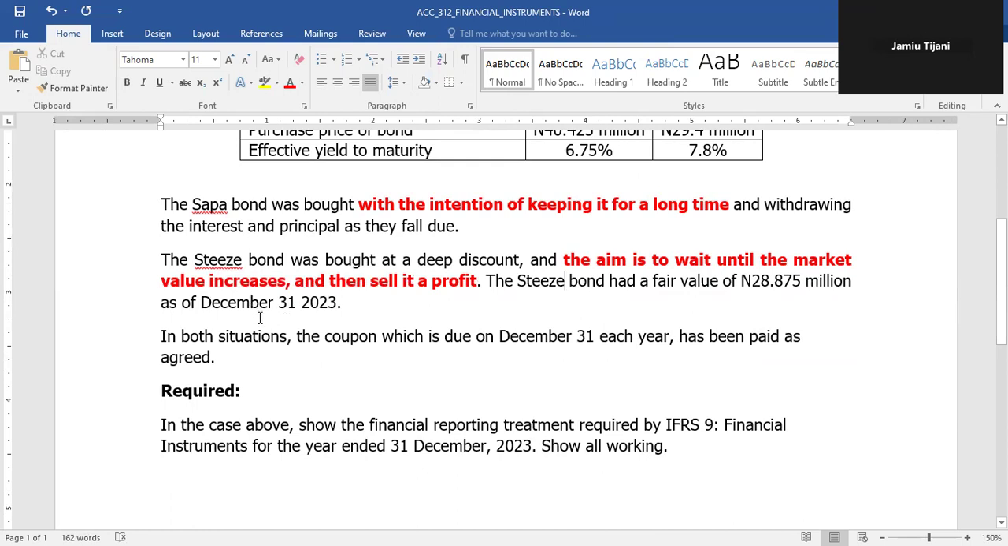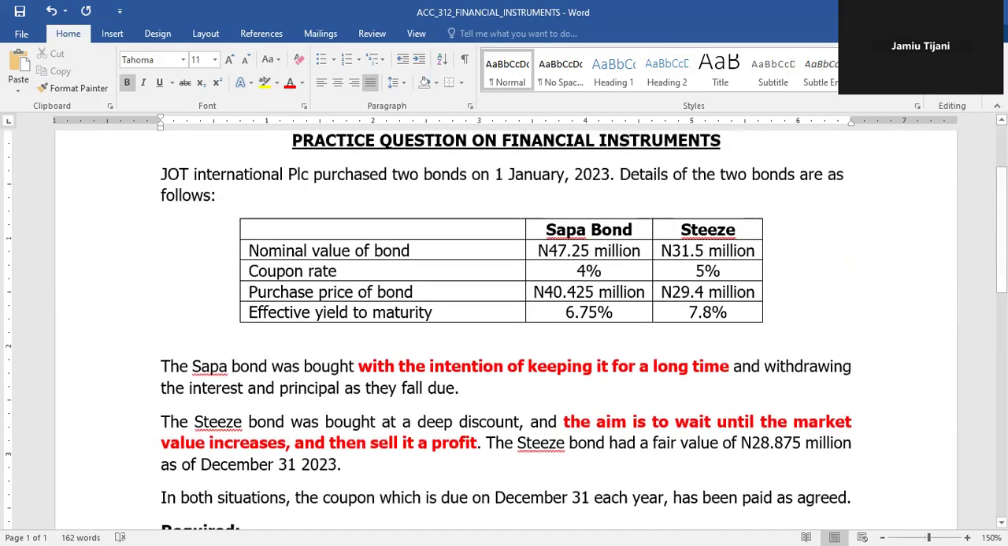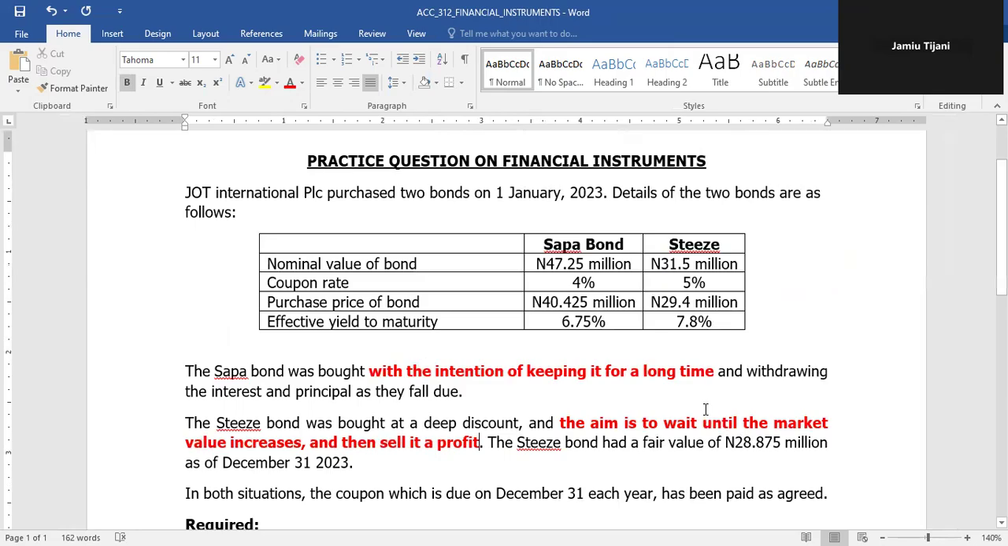In both situations, the coupon which is due on 31st December has been paid as agreed. We are now required to show the financial reporting treatment required by IFRS 9 for the year ended 31st December 2023, showing all workings. So this is the question. We can see it again.